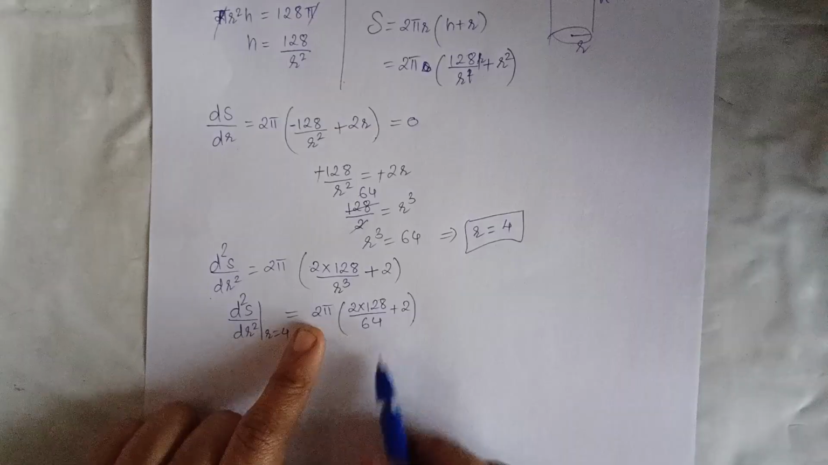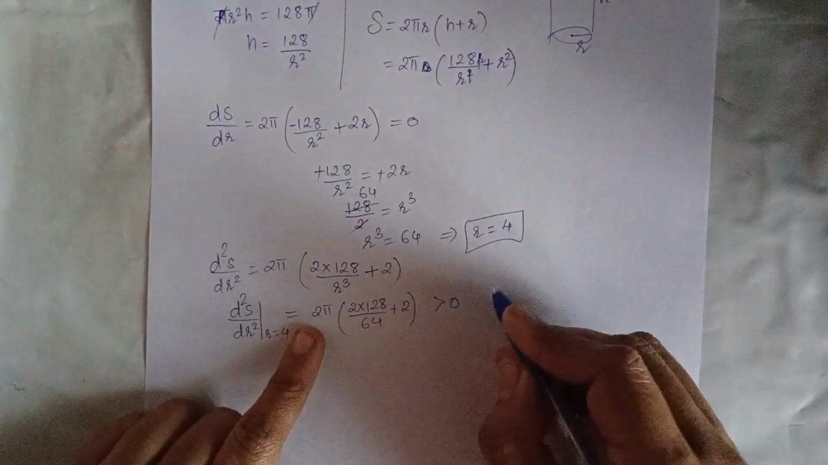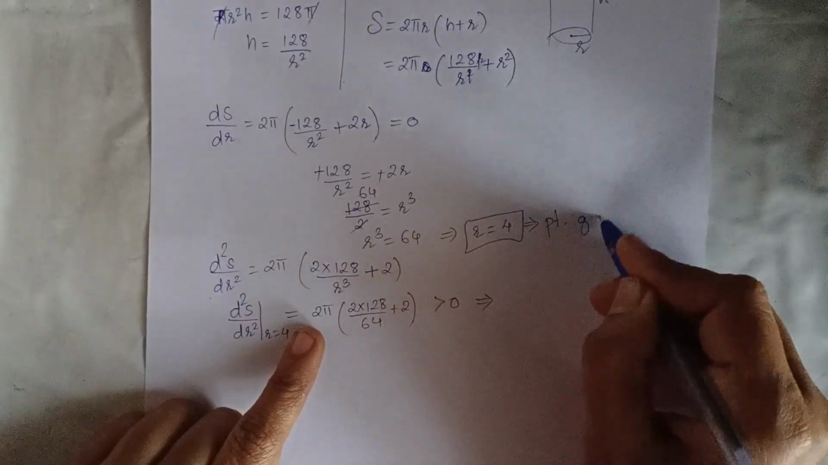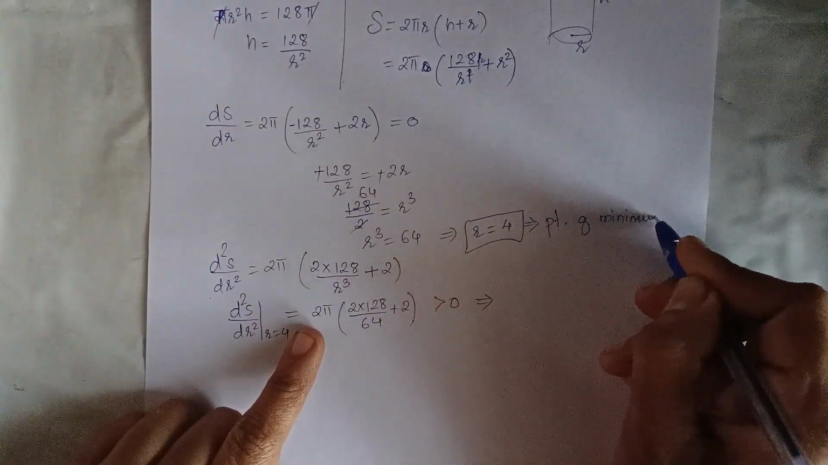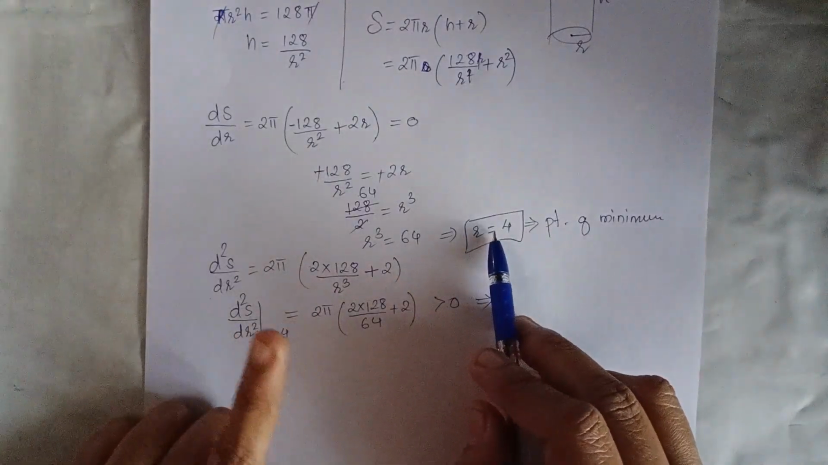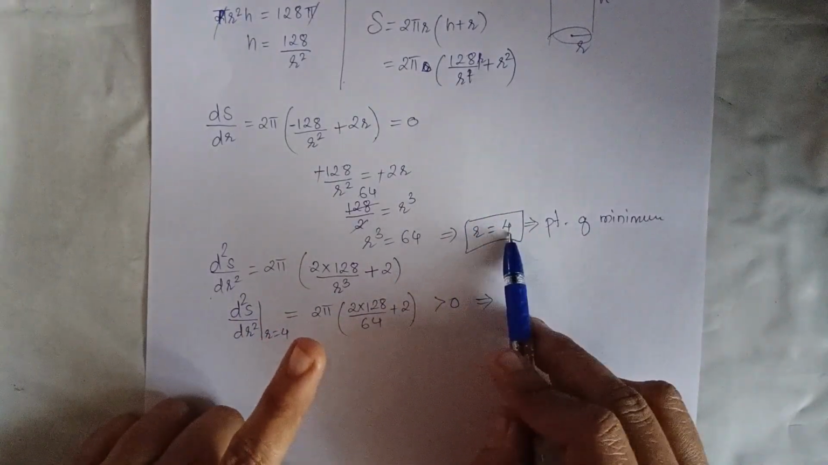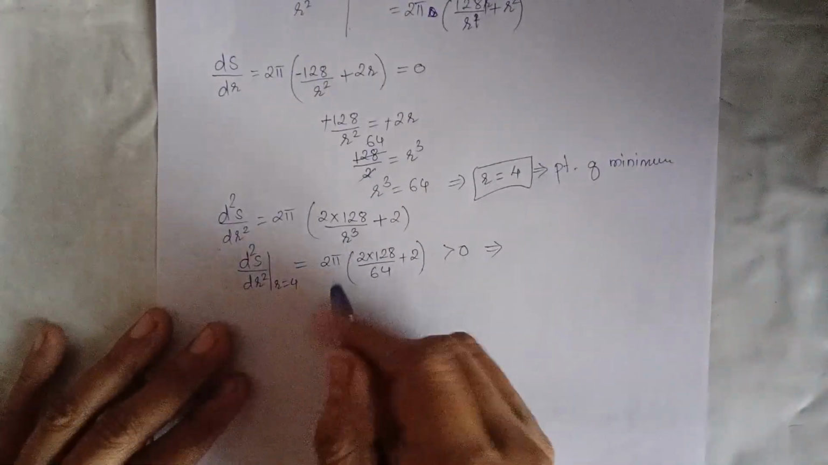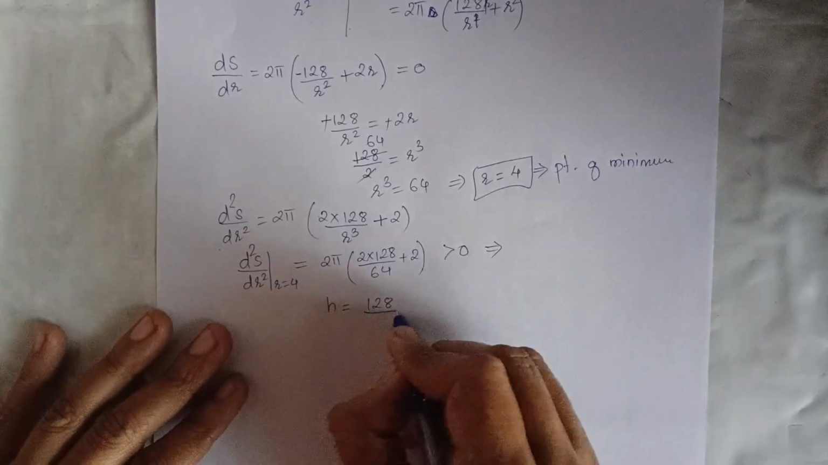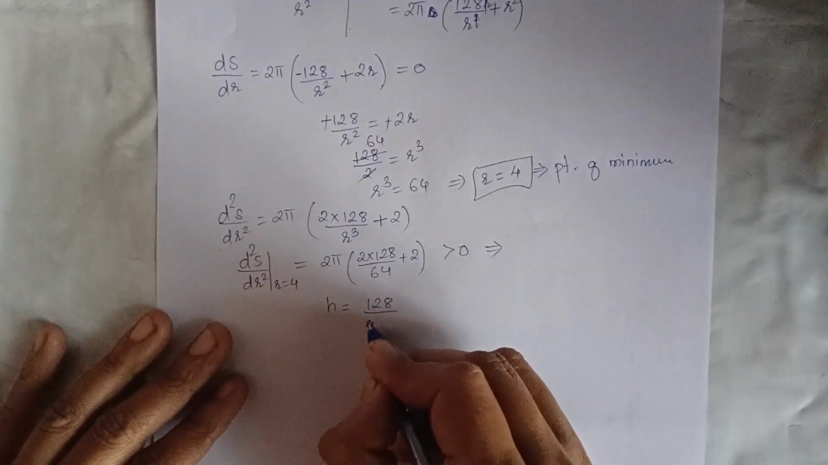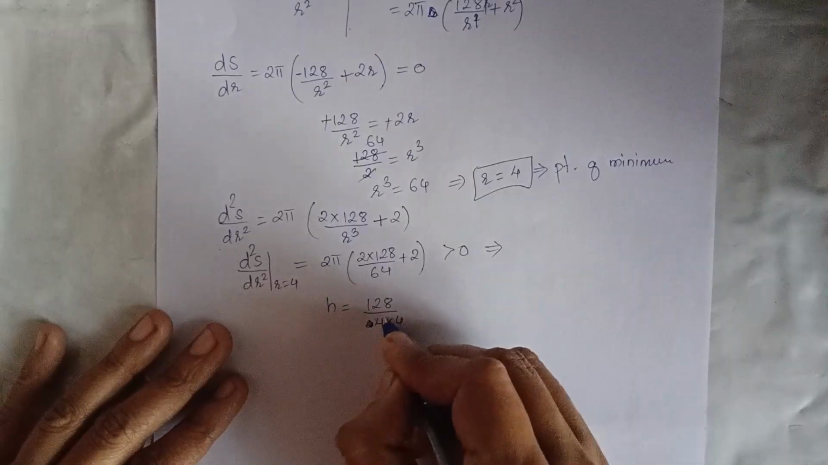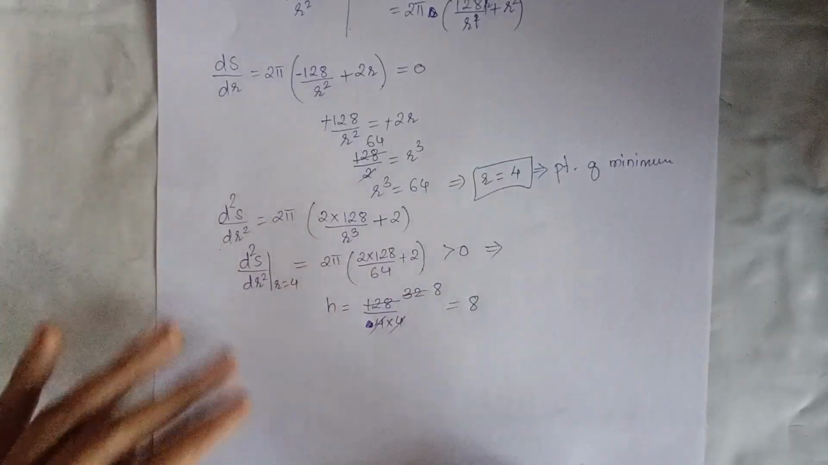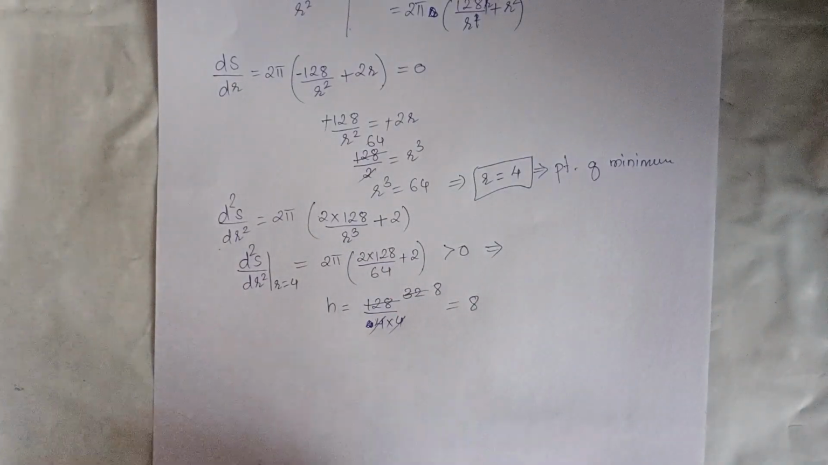So this is obviously going to be greater than 0. It shows that r equal to 4 is a point of minimum. Okay, so we got the value of r. Now we have to find the value of h that we can find by using this equation. So h is equal to 128 upon 4 square. H is 8.